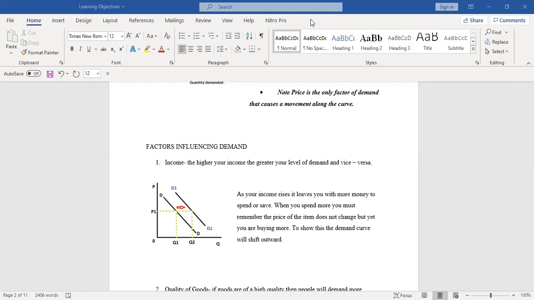Very good. Why will it shift outward, Alicia? Because you're earning more money, and you have the ability to buy more. Excellent. Thank you, Alicia. Well said.